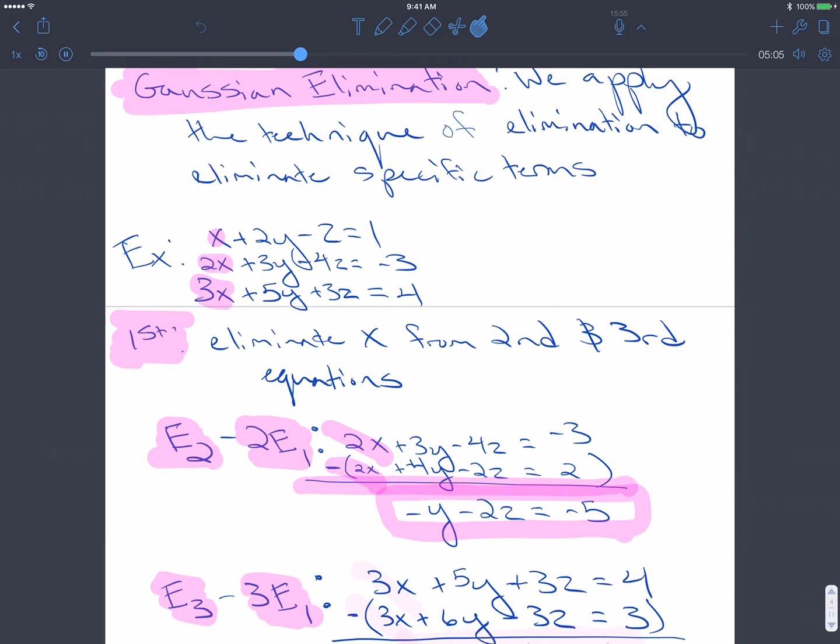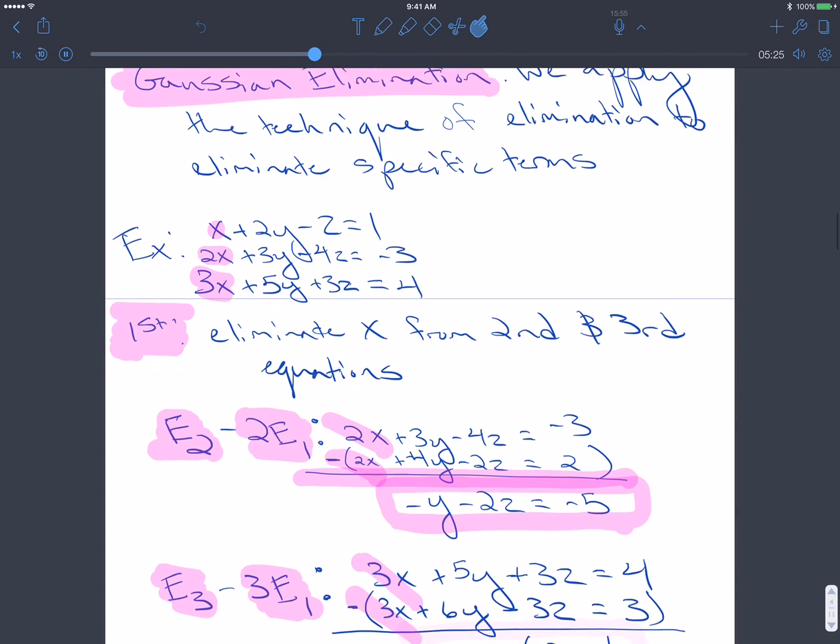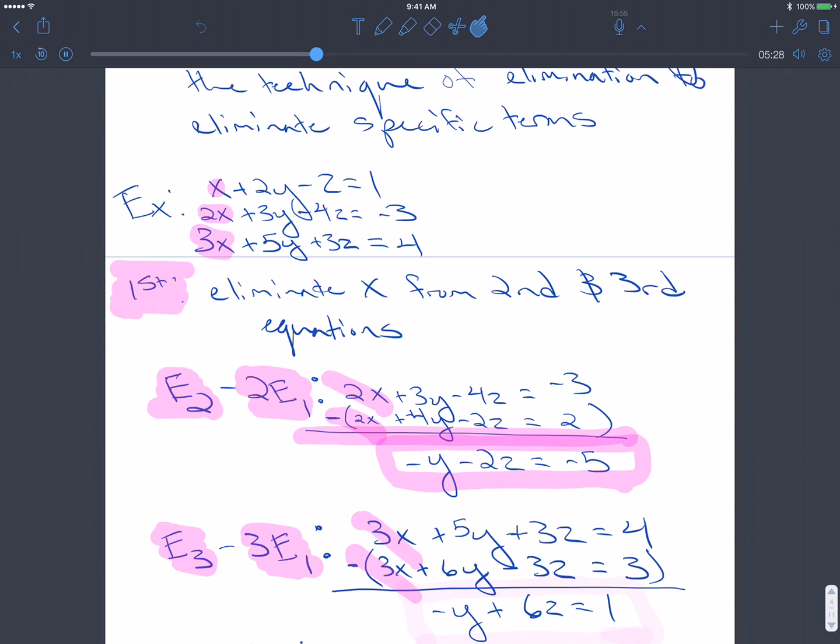We can do the same thing with the third equation, and replace it with itself subtracting 3 times equation 1, because I want to subtract 3x off. So 3x plus 5y plus 3z equals 4, and then subtract 3 times the first equation, which is 3x plus 6y minus 3z is equal to 3. So 3x minus 3x, those cancel. 5y minus 6y is again a negative y, and then 3z plus 3z is 6z. 4 minus 3 is 1. So I get the equation negative y plus 6z is equal to 1.